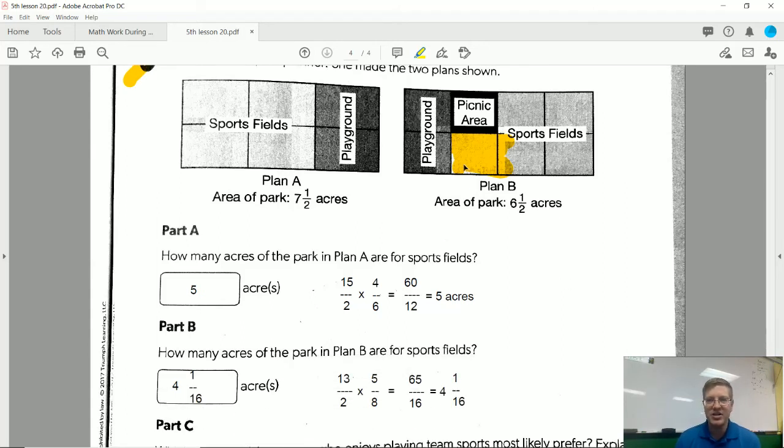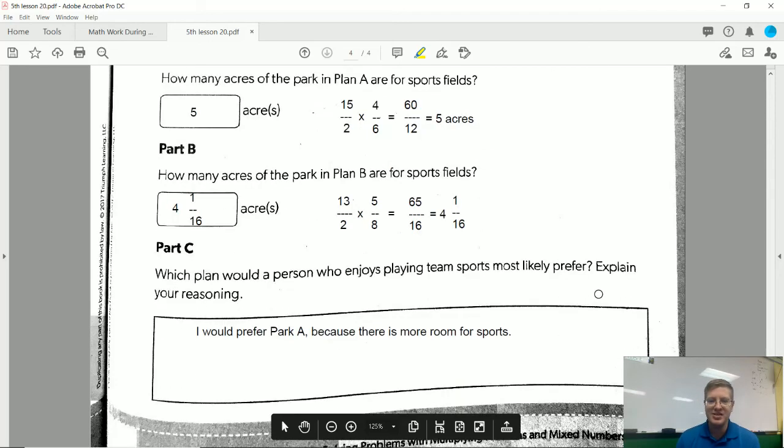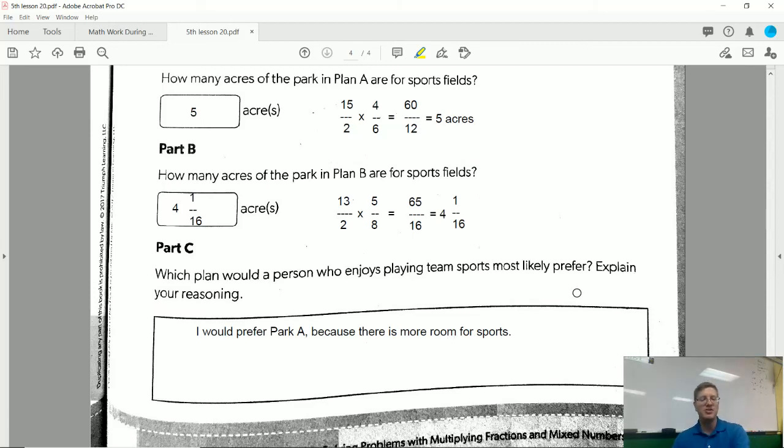For the second one, this part is supposed to be shaded in, but in my scan of this, it did not show up. So 5/8 of the park is available for sports fields. We are working with 6.5 acres. That would give us 13 over 2 times 5/8 gives us 65 over 16, which reduces down to 4 and 1/16 of an acre. And I would prefer Park A because there is more room for sports.